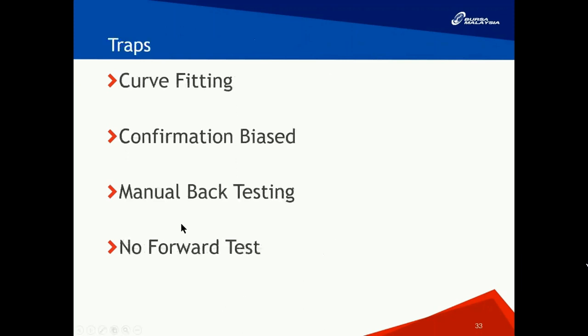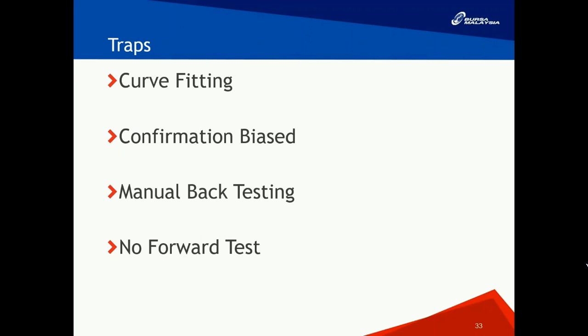Now, let's move on to the next slide. We have discussed some traps already, but these are other traps of strategy: curve fitting, which is a repeat, since indicators also have curve fitting, and confirmation bias again. When you build your strategy, you have to be careful not to fall into these kinds of traps.